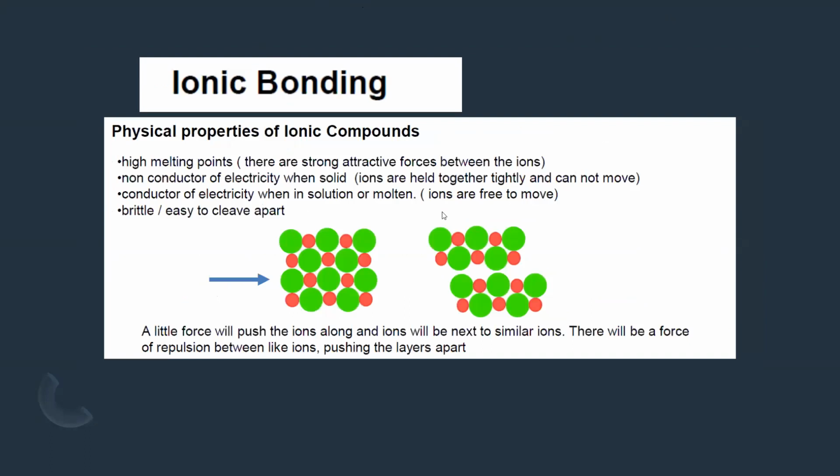Then the properties of ionic compounds: they have a high melting point, and they do not conduct in the solid state because the ions are not free to move, but they can conduct when molten or aqueous. And they are brittle, which means when you apply a force, they break with a certain force without showing any deformation, so we call them brittle.